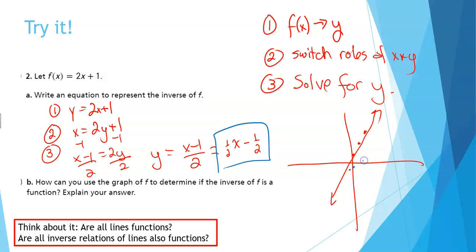This is a little tricky to do. I should have just graphed it probably. Up 1 over 2. So it's like a shallow slope right there. There we go.